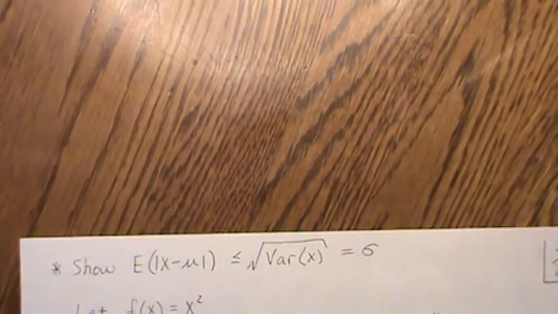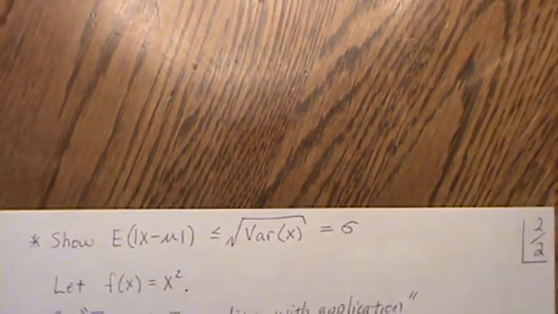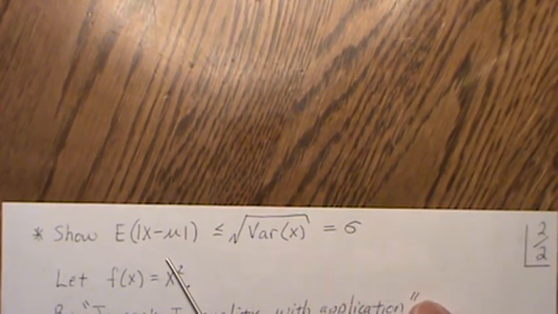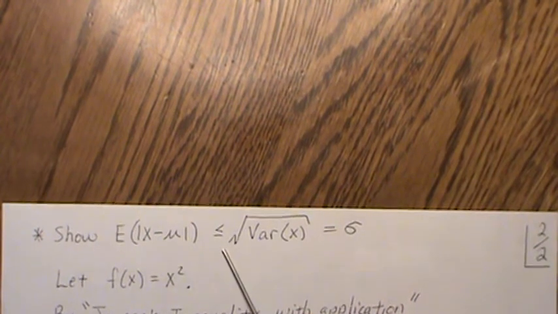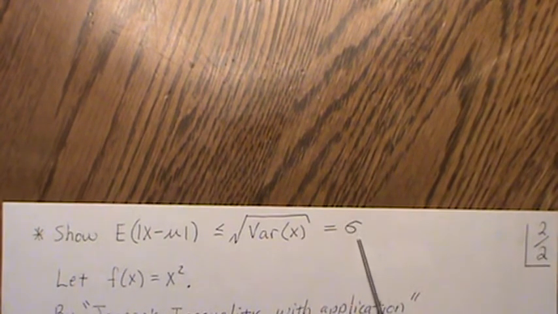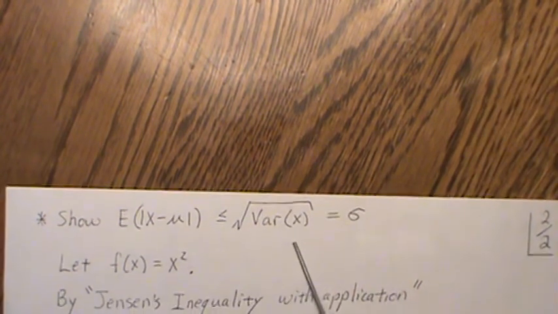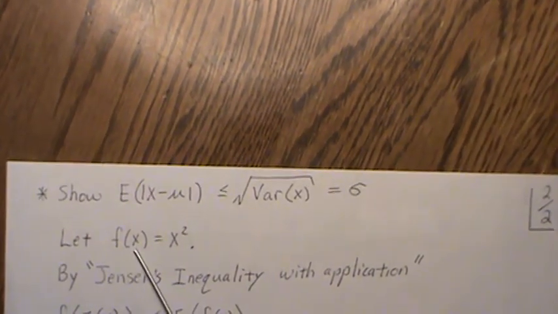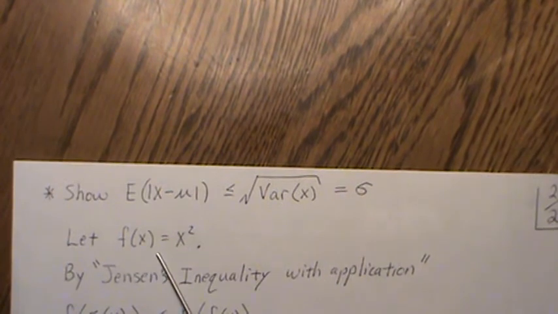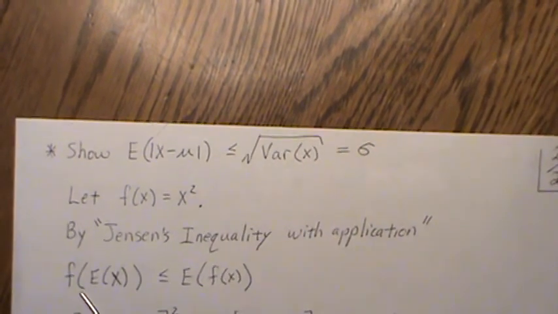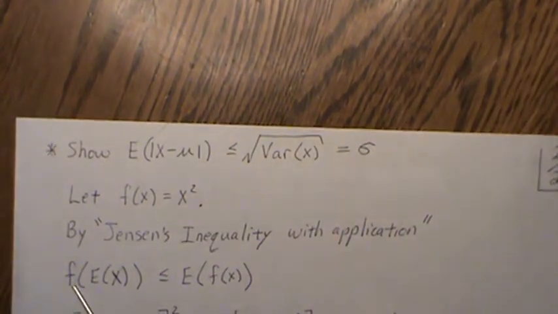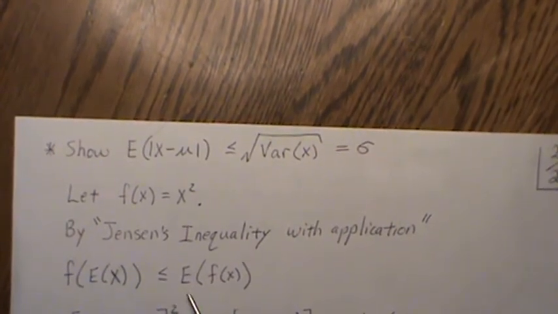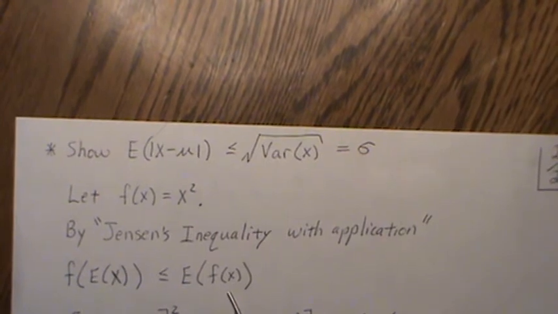Now, one more property, and then we'll call it quits for this video. We're going to show that the mean absolute deviation is always less than or equal to the population standard deviation. And we're going to do this using Jensen's inequality with the convex function f of x equals x squared. Jensen's inequality is f of the expected value of X is always less than or equal to the expected value of f of X.